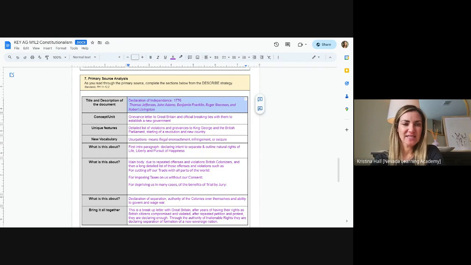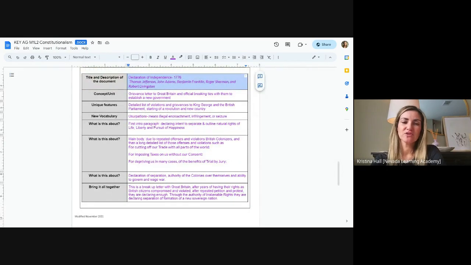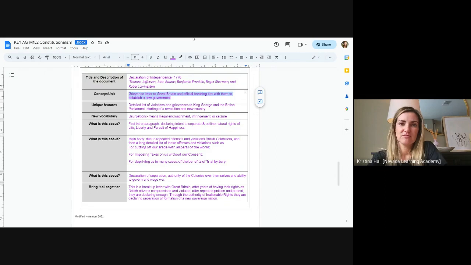Okay, so next thing it asks us is concept. So what is the point of this? It's a grievance letter to Great Britain and officially breaking ties with them to establish a new government.